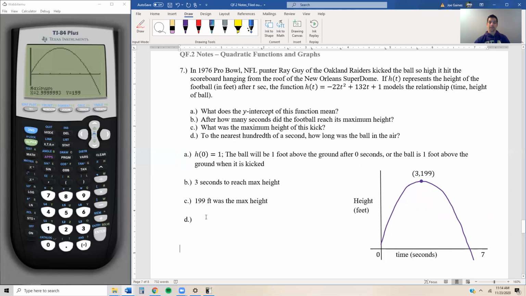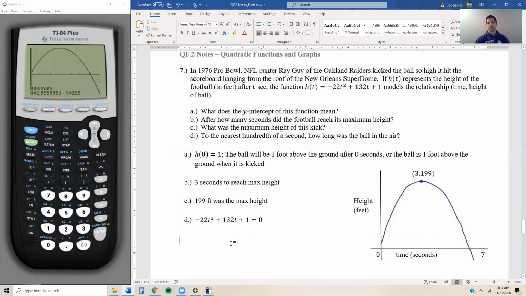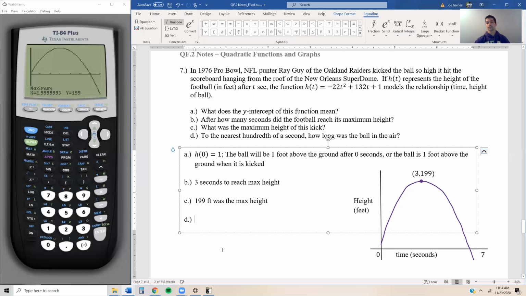So what I could do, if I wanted to, algebraically, is set this equation equal to 0. So negative 222t squared plus 132t plus 1 equals 0. And then solve that. I'd likely want to use the quadratic formula there. But I can also use my graphing calculator. So this is going to be a lot easier if you have the graphing calculator, because I don't have to do near as much work.